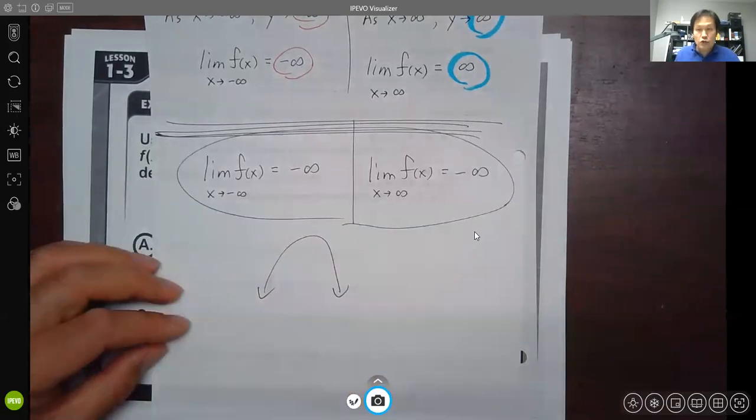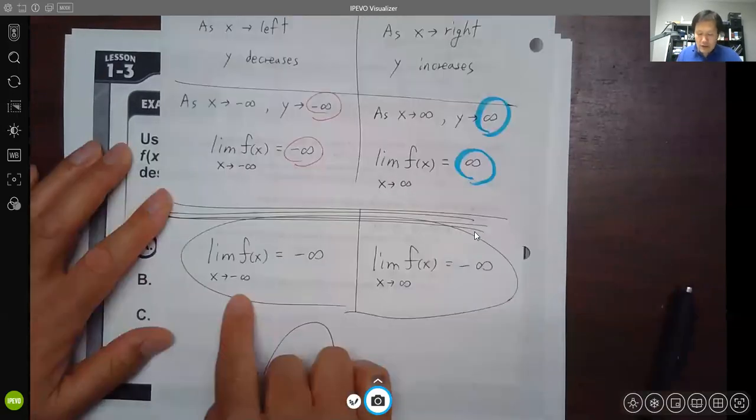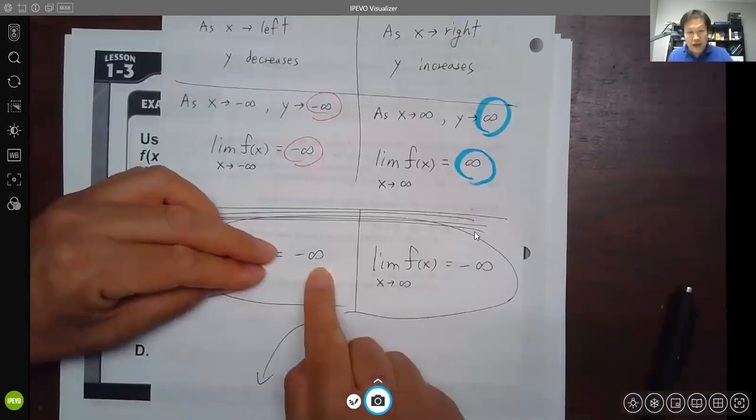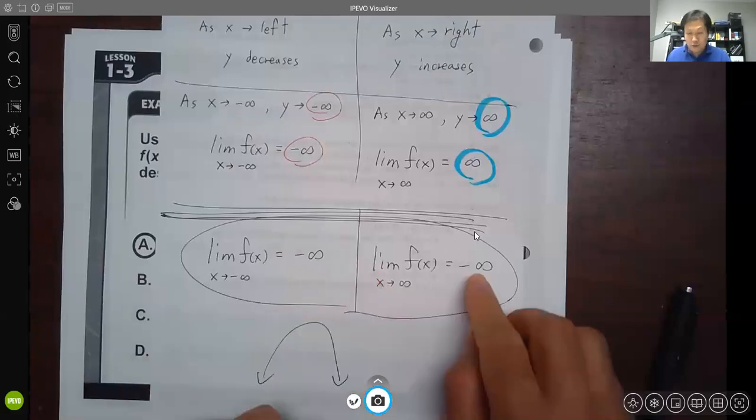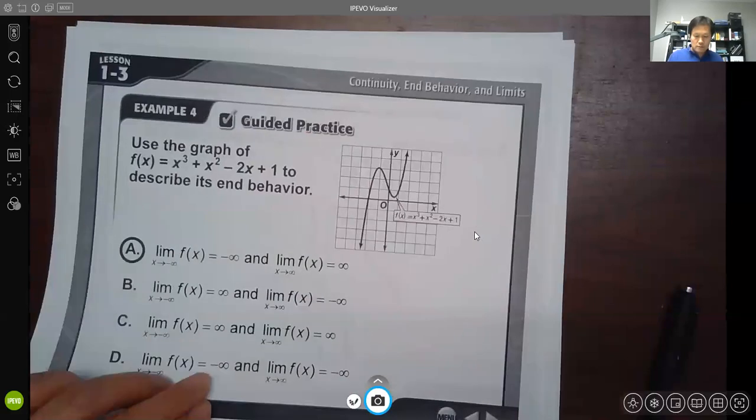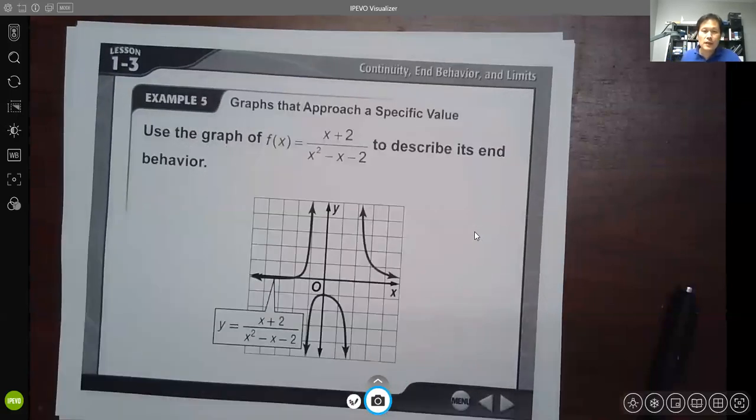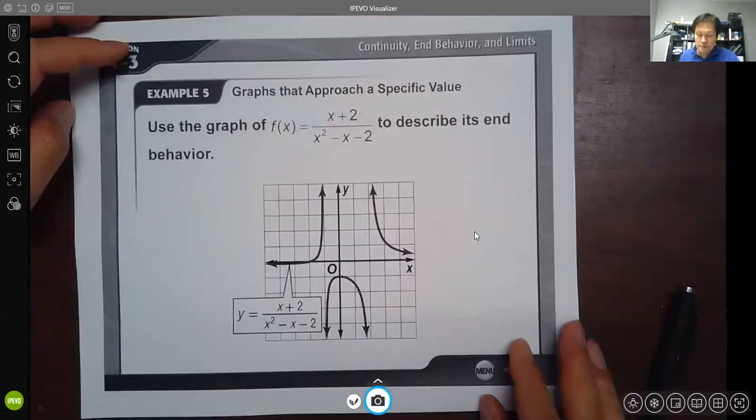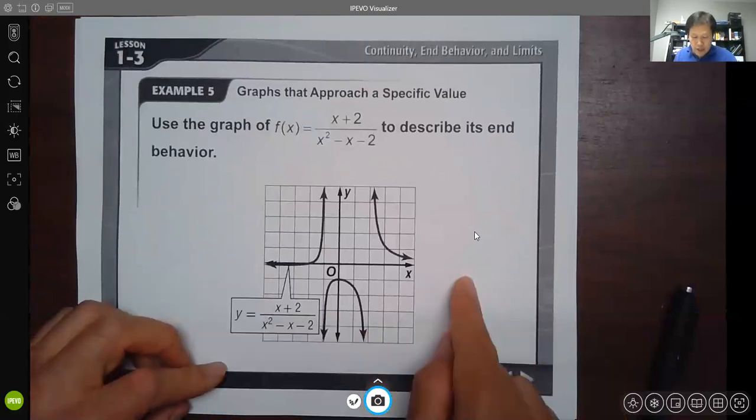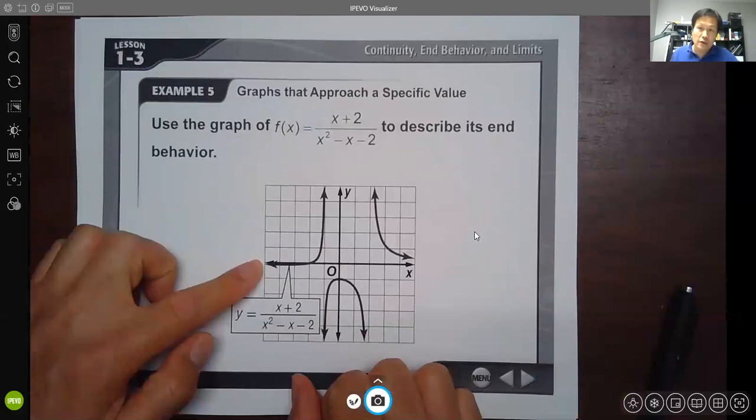Okay, so I need you to understand this is left-hand. As you go to the left, what happens to the y? Write it down. This is the right end. As you go to the right, what happens to the y? You write it down. Same thing, end behavior. If you keep going to the left, keep going to the right, keep going to the left, watch end behavior.